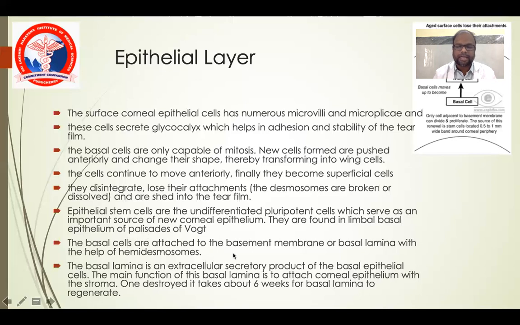Okay. The basal cells are attached to the basement membrane with the help of hemidesmosomes. As I told you, desmosomes hold the cells together, while hemidesmosomes anchor the cell to the basement membrane. The basal lamina is an extracellular secretory product of the basal epithelium. The main function of the basal lamina is to attach the corneal epithelium to the stroma. So, if the basal lamina is destroyed, or if the epithelium is destroyed, it takes 6 weeks for the basal lamina to regenerate. But they have the capacity of regenerating. That is, new epithelial cells can be laid once the epithelium is abraded or lost.